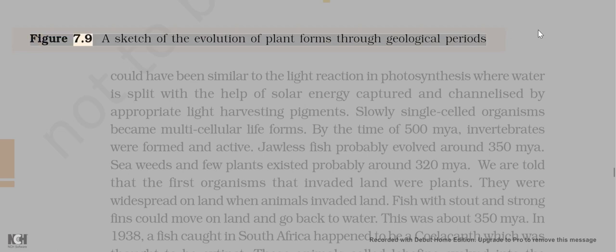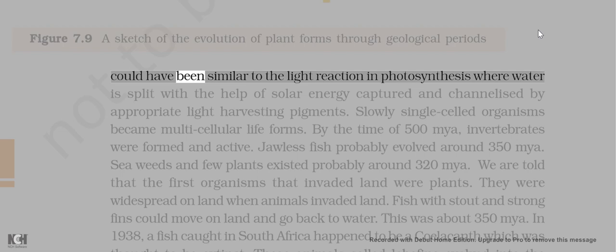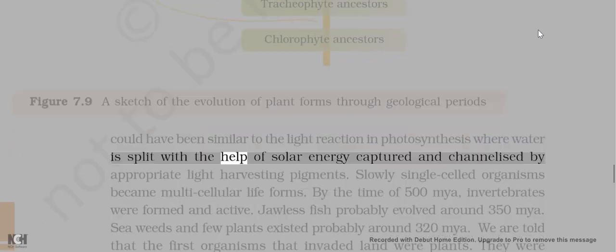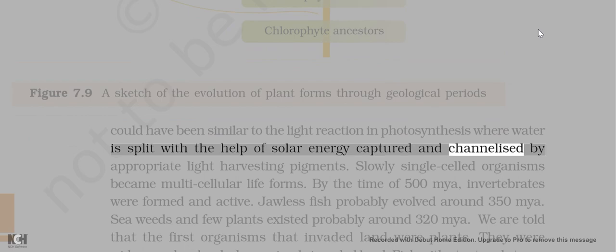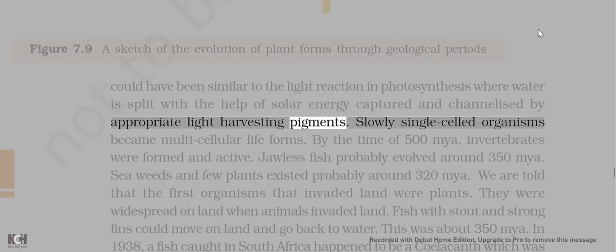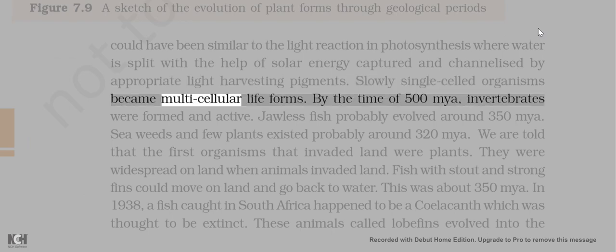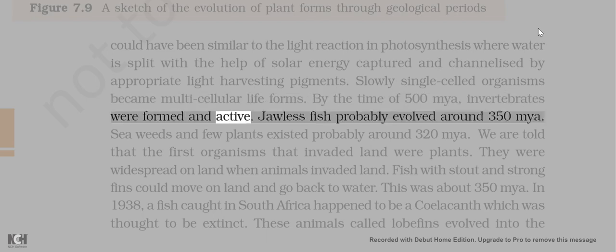Figure 7.9 A sketch of the evolution of plant forms through geological periods. This could have been similar to the light reaction in photosynthesis where water is split with the help of solar energy captured and channelised by appropriate light harvesting pigments. Slowly single-celled organisms became multicellular life forms. By the time of 500 mya, invertebrates were formed and active.